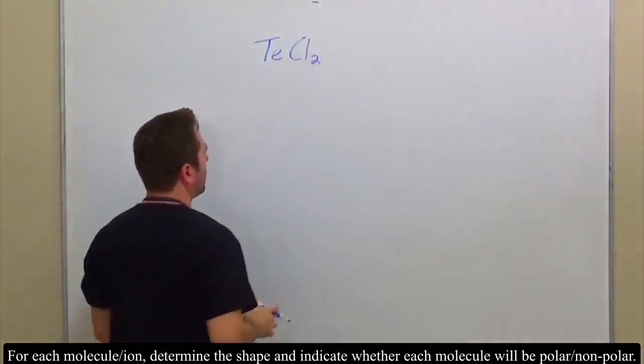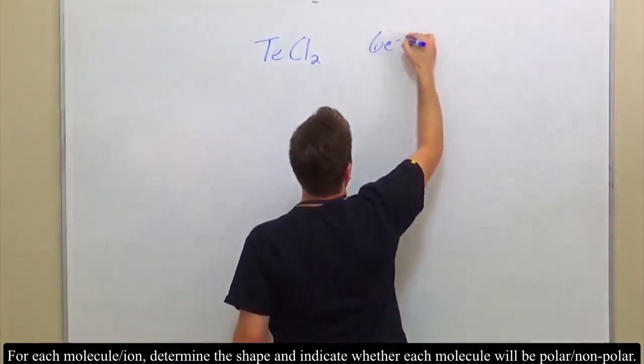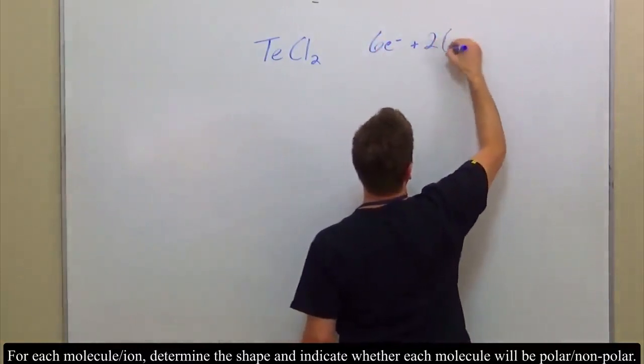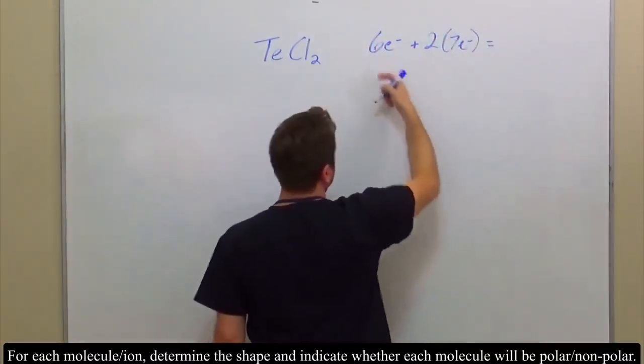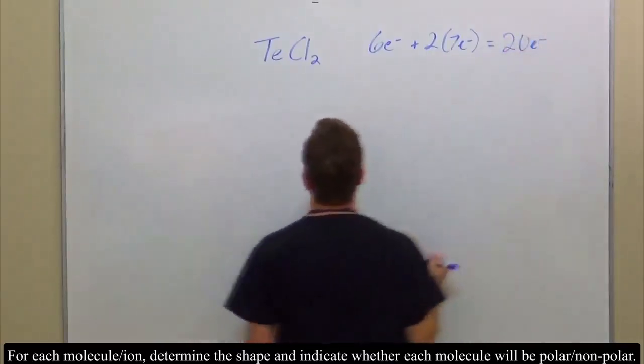All right, find tellurium on the periodic table and tell me what its valence electron number is. And you can see it's in the same group as oxygen, so it's got to have 6 valence electrons. And we're going to add that to 2 times 7 valence electrons for the chlorine. So 14 and 6 ends up being 20 electrons, okay?